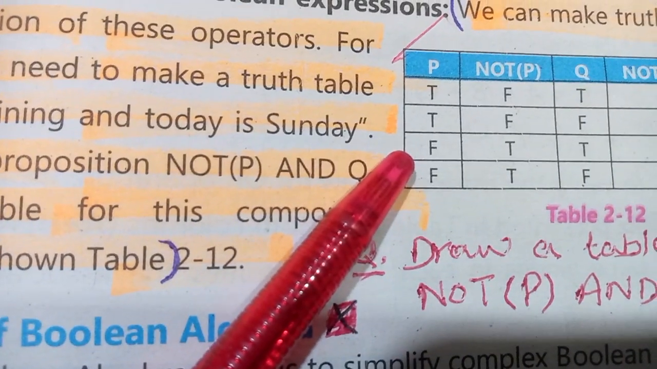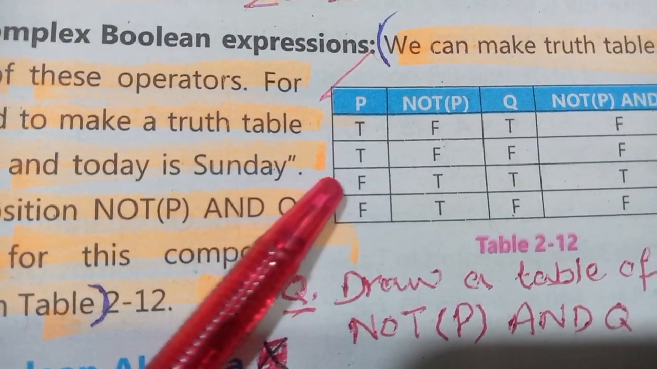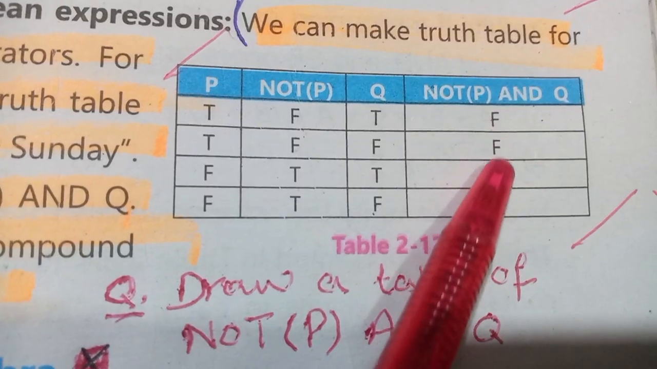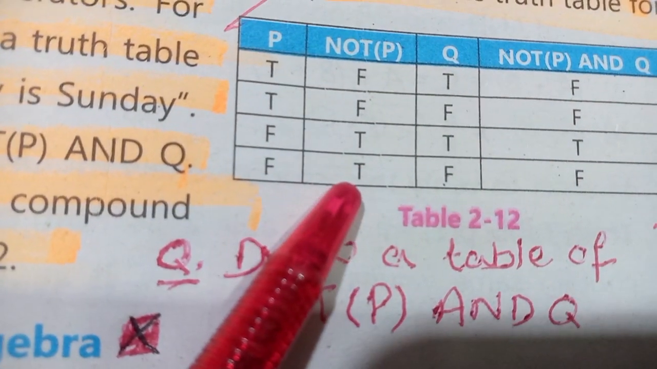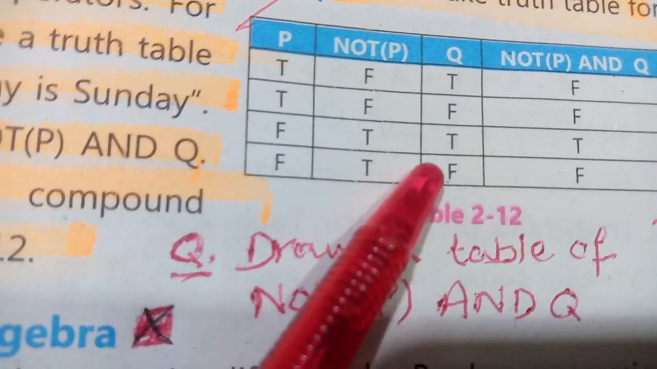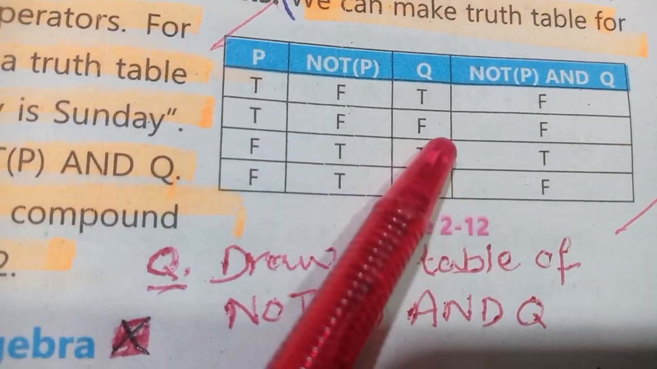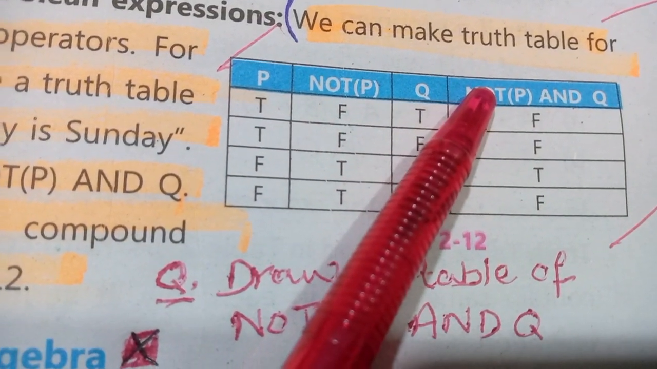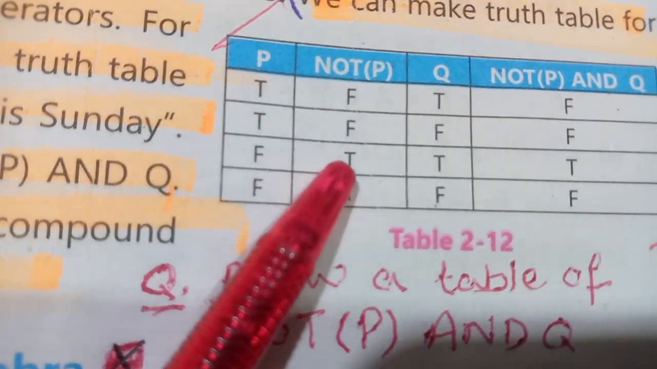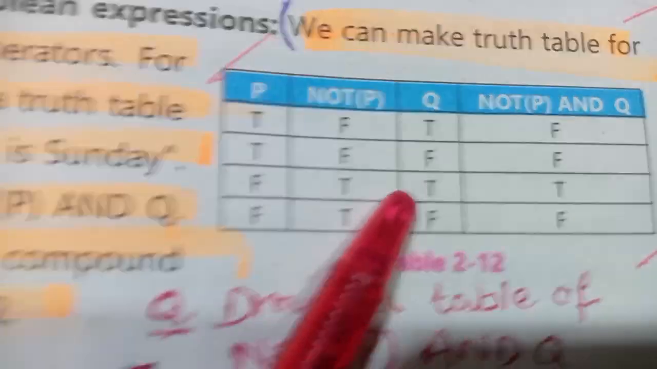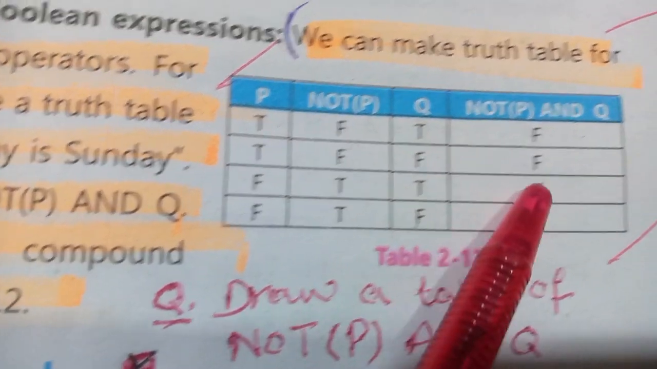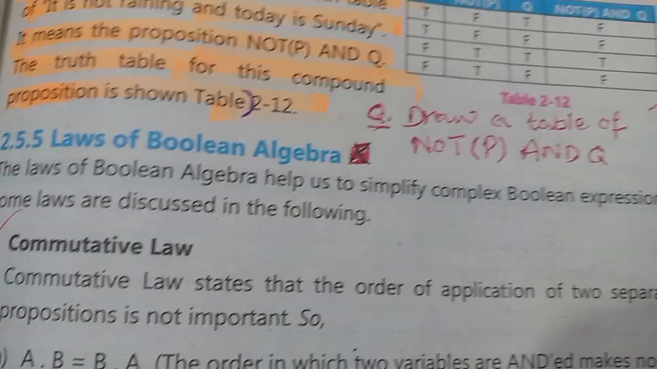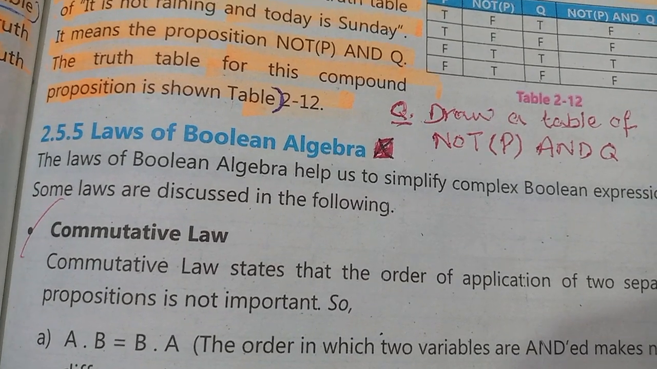And in this third row, not P is true and Q is true, so their final value is true. And in the last row, not P is true and Q is false, so their final value will be false. So if we use AND operator to combine two or more propositions, then if the values of all the propositions are true, the result will be true, otherwise it will be false. That's all in this video.